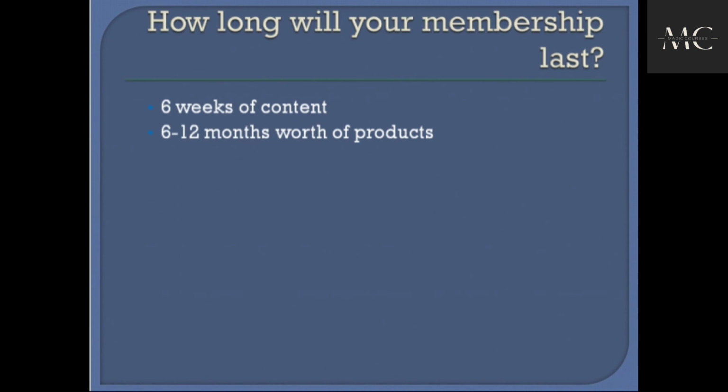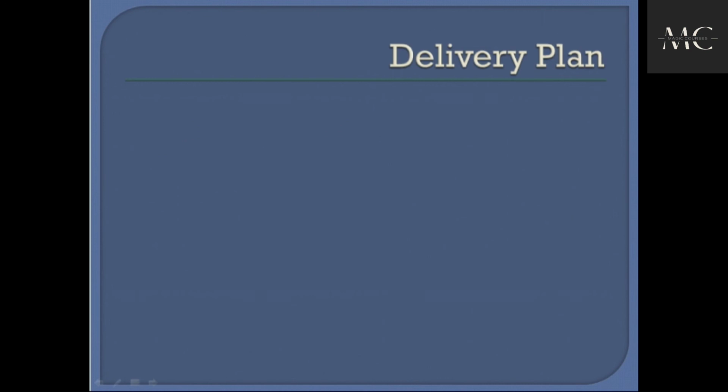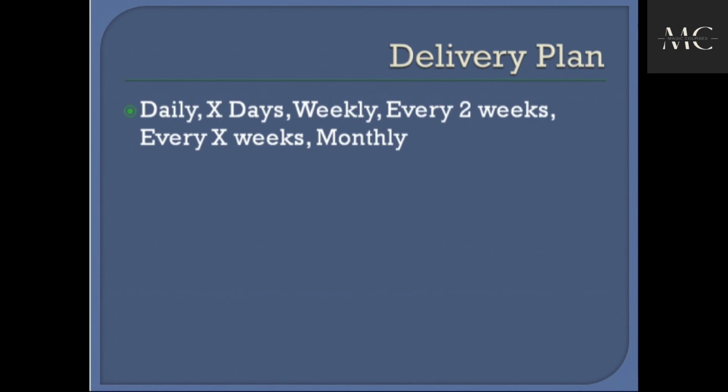So figure that out, and once you figure how much content you have and how long it'll last, then you can understand your delivery plan. And that's very, very easy. It just follows through with the same thing. You can do daily, X number of days, weekly, every 2 weeks, every X weeks, monthly, and so forth. And once you understand your delivery plan, then when you set up your autoresponder, all you have to do is create a new follow-up for every one of those days, those X days, those weeks, and so forth.